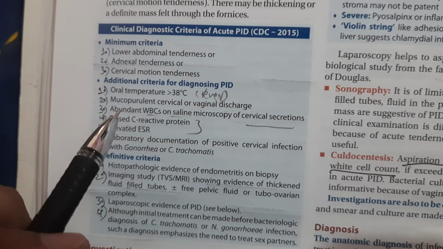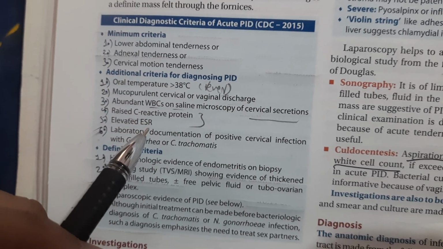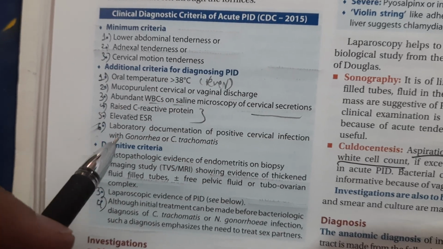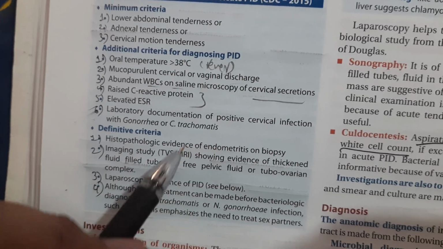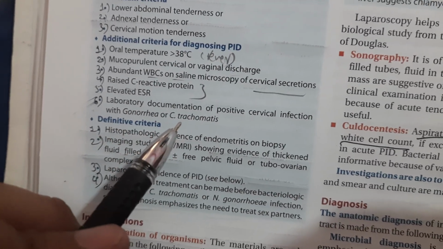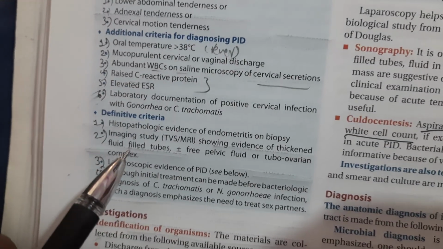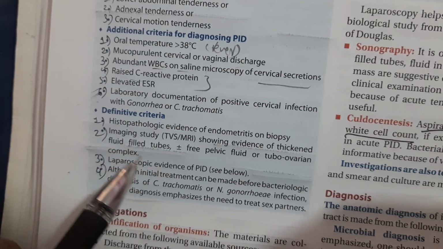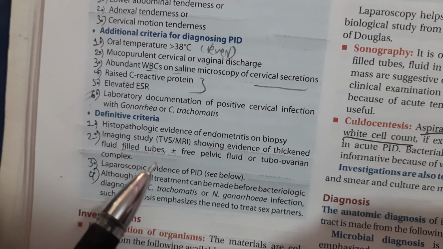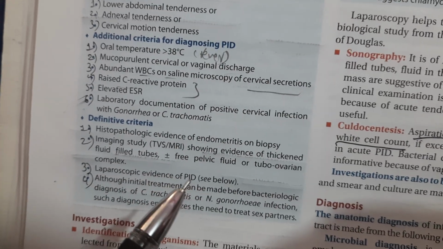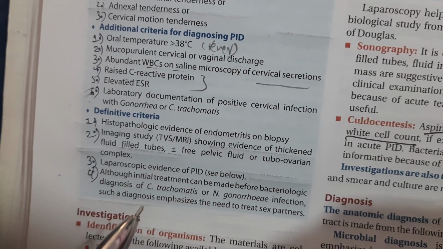There is fever, mucopurulent cervical or vaginal discharge, abundant WBC on saline microscopy of cervical secretion, raised CRP, elevated ESR, and laboratory documentation of positive cervical infection with gonorrhea or Chlamydia trachomatis. And the definitive criteria are histopathologic evidence of endometritis on biopsy, imaging studies such as transvaginal sonography and MRI showing evidence of thickened fluid-filled tubes with or without free pelvic fluid or tubo-ovarian complex, and laparoscopic evidence of pelvic inflammatory disease.